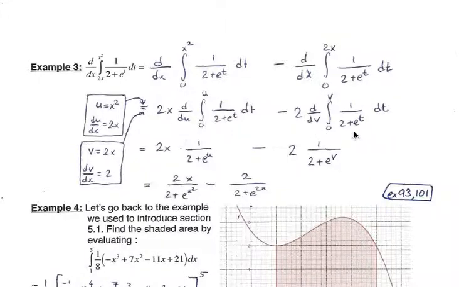Now everything works. I have a constant at the bottom, I have a variable at the top. This variable matches the d dv, so it matches the derivative. I can use the rule and say that this is 2 times 1 over 2 plus e to the power of v. And finally, in the last line, what did I do? I just reset all the variables I used to x. So e to the power of u is actually e to the power of x squared, and e to the power of v is actually e to the power of 2x.